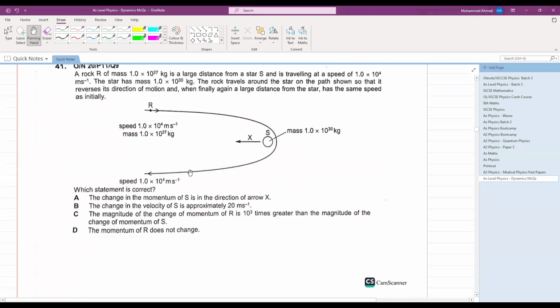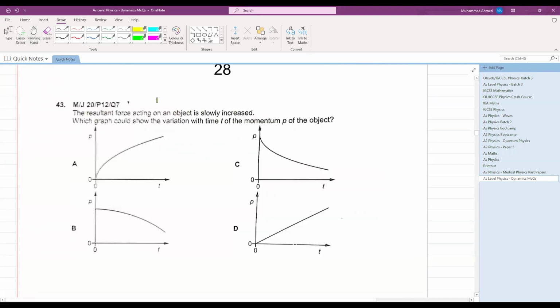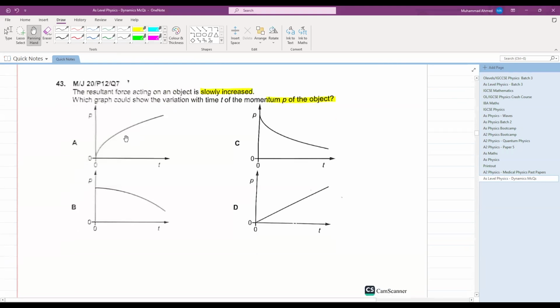Let's further move ahead. The resultant force acting on an object is slowly increased. Which graph shows the variation with time t of the momentum of the object? Perfect. So, can you realize that the gradient of the momentum versus time graph is what? Force. Why? Because force is equal to what? Change in momentum over change in time. As the force is gradually increased, what is happening? The gradient will gradually increase.